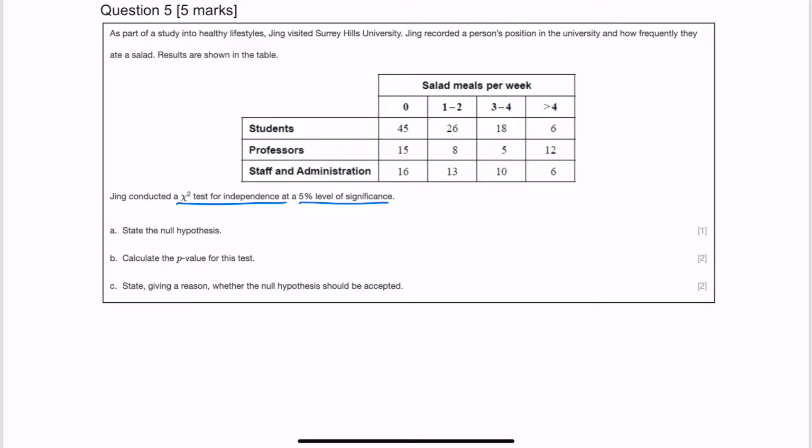So the salad meals per week are independent. And that's the key word. You need to use that word independent whenever you're writing about the null hypothesis, and it would be dependent for the alternative. So are independent of the position.